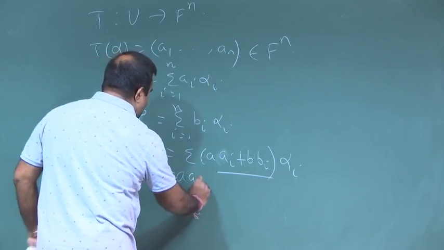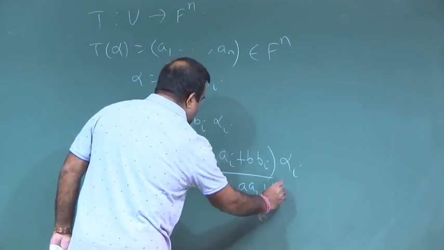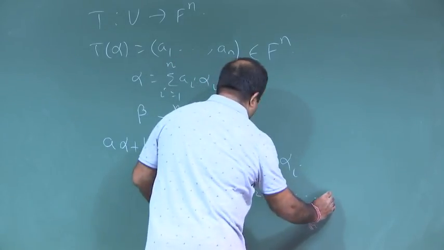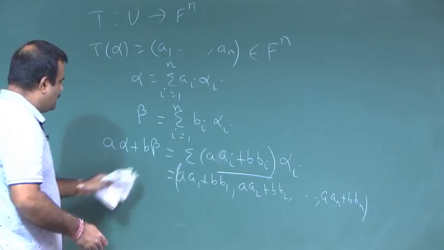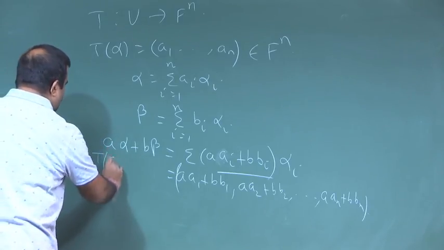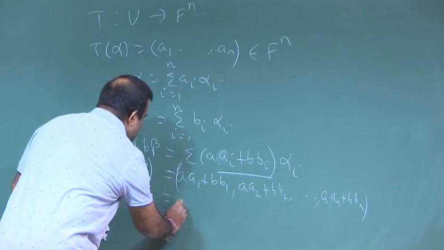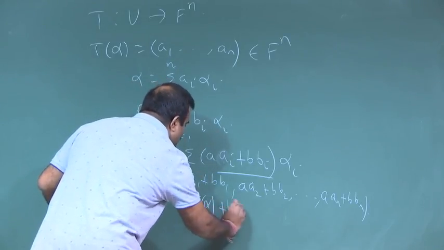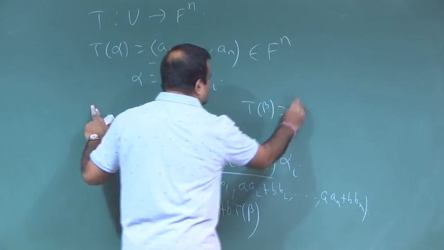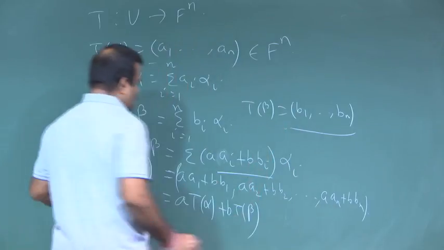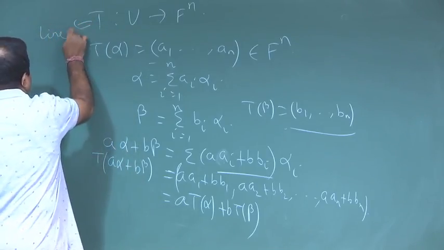So, the coordinates are a a1 plus b b1 as the first coordinate, then a a2 plus b b2, and so on up to a an plus b bn. This is the coordinate of a alpha plus b beta, so T of a alpha plus b beta is this. Now, this can be written as a times T alpha plus b times T beta, because T alpha is a1, a2, ..., an and T beta is b1, b2, ..., bn. So T is linear, that means T is a linear mapping.